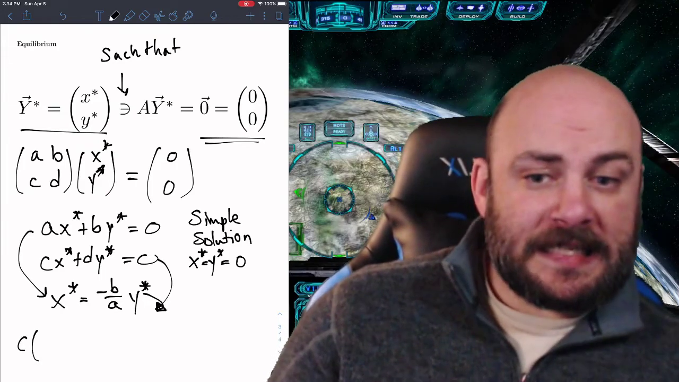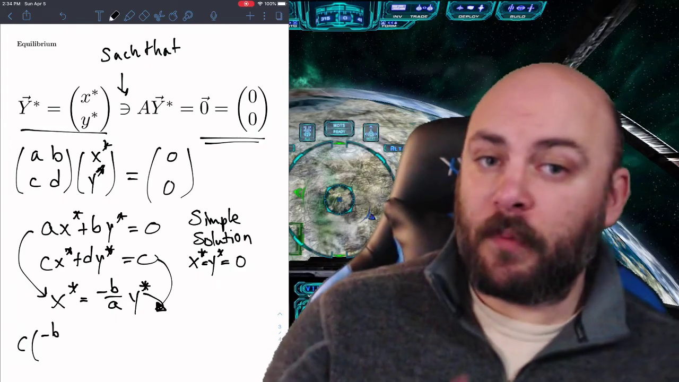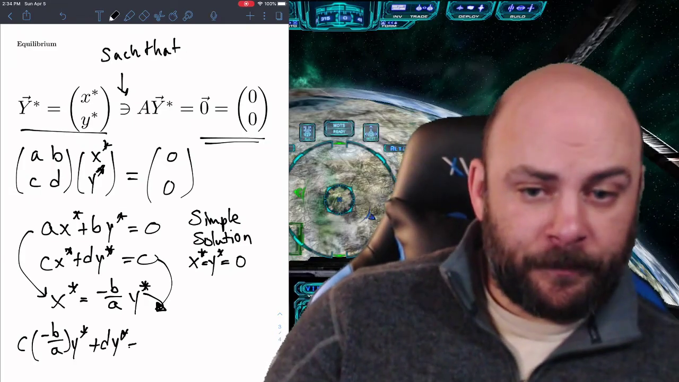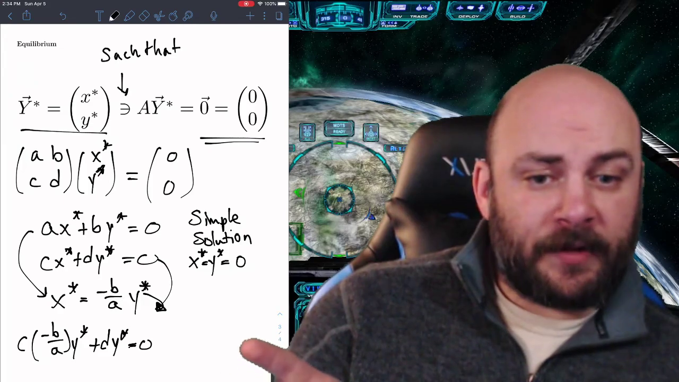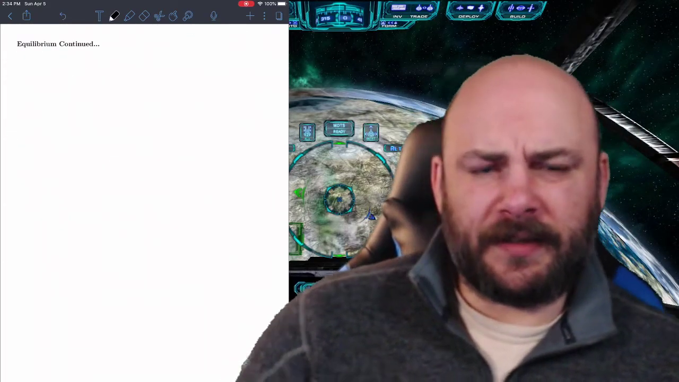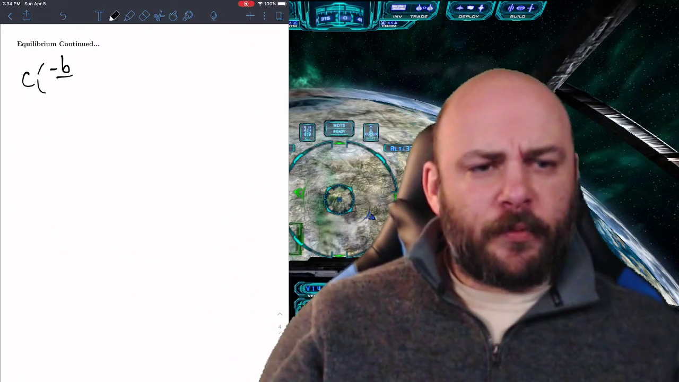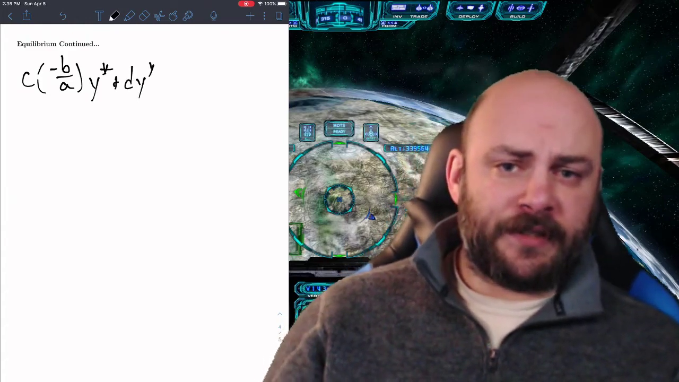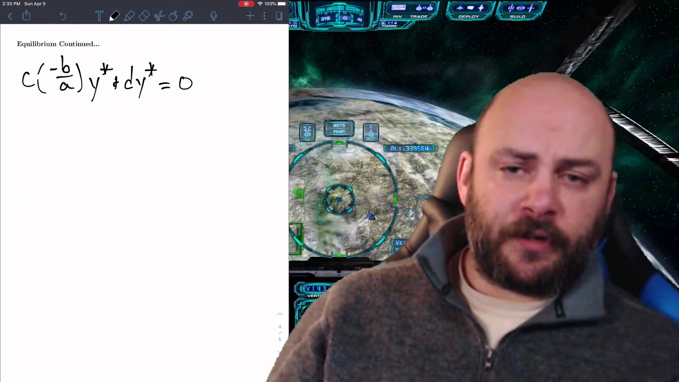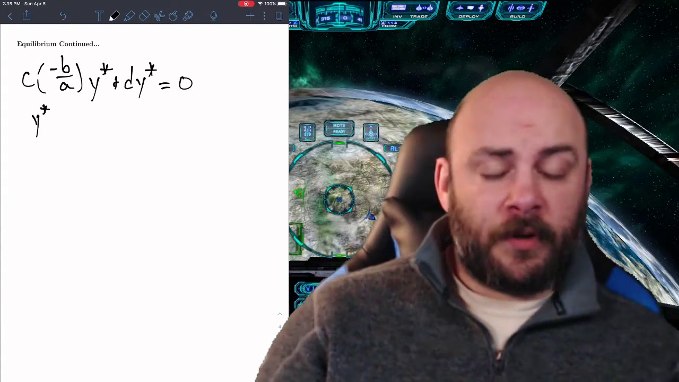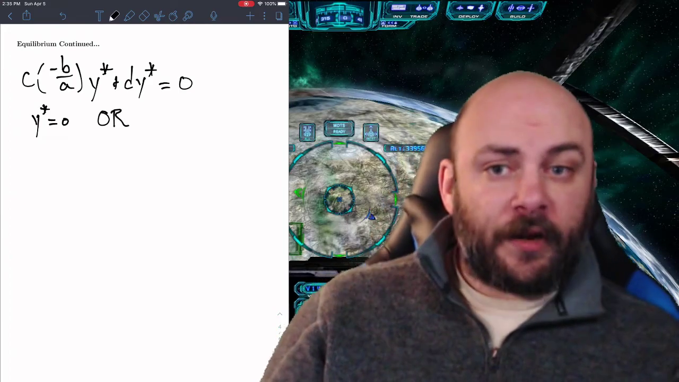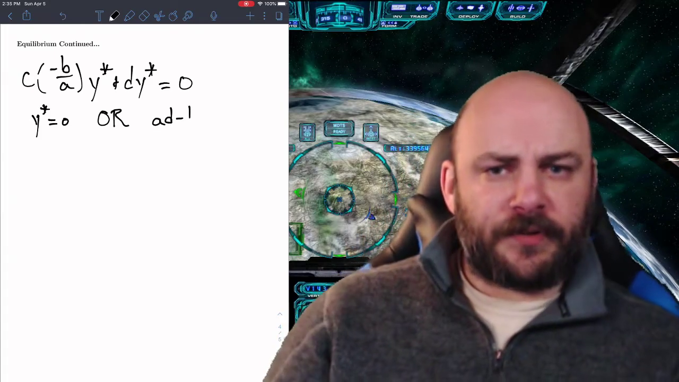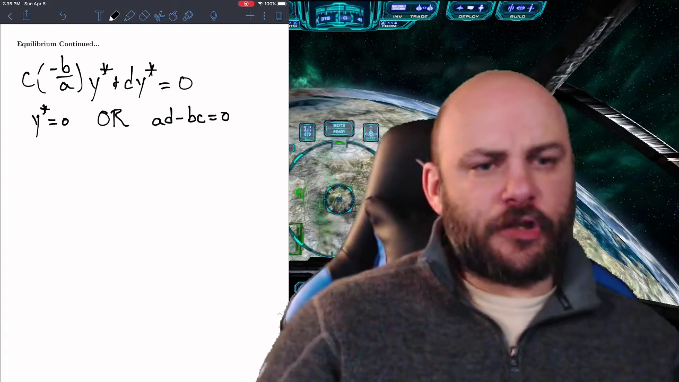All right, so in this case, we're going to get c times negative b over a y star, because we're plugging that in for x star, plus d y star equals 0. If you do a little bit of factoring, you get basically two possibilities. So, to give myself a little more room: c times negative b over a y star plus d y star equals 0. You factor that out and you get either y star equals 0, which is our trivial solution, or, if you take all those coefficients and do a little bit of algebra, we require that ad minus bc should be equal to 0.